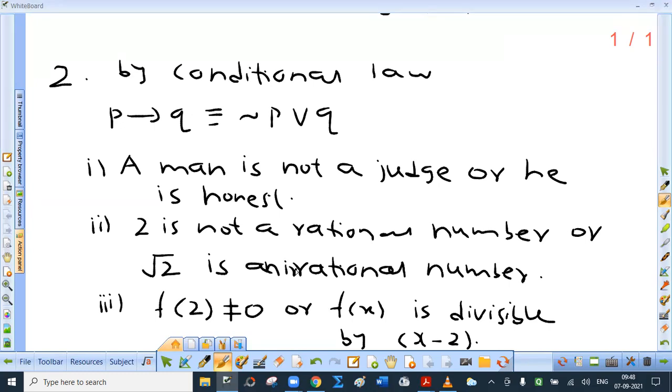Third one, if f of 2 equal to 0, then f of x is divisible by x minus 2. So clearly f of 2 not equal to 0, or f of x is divisible by x minus 2.